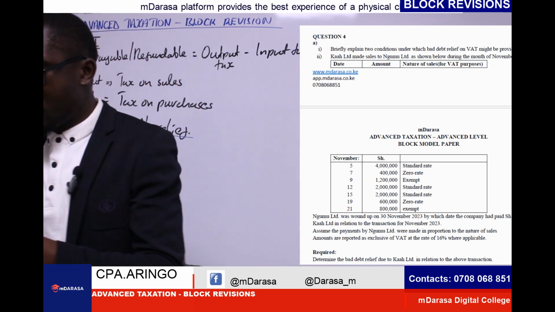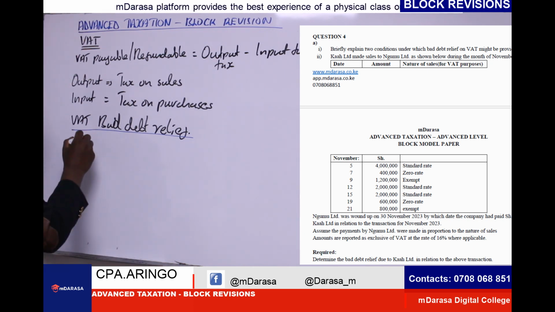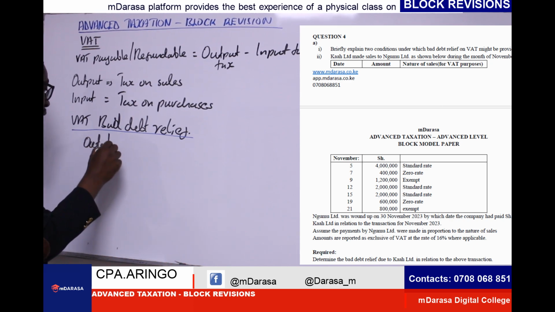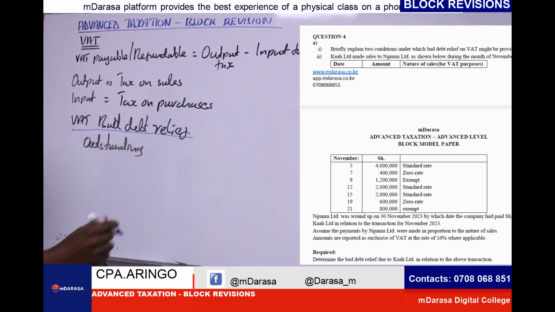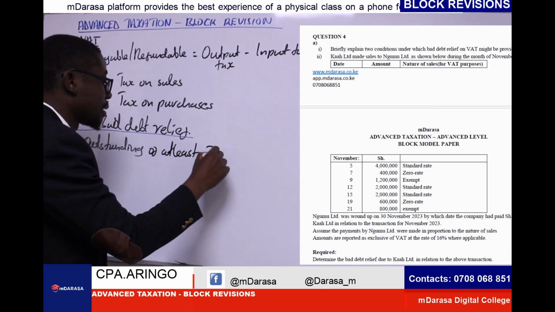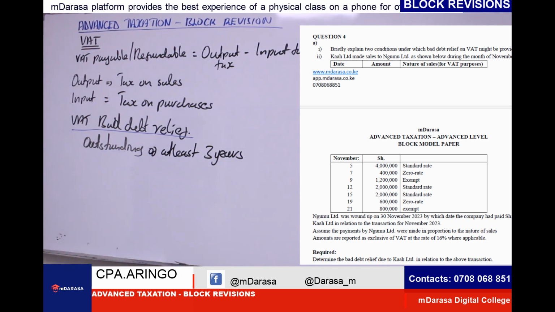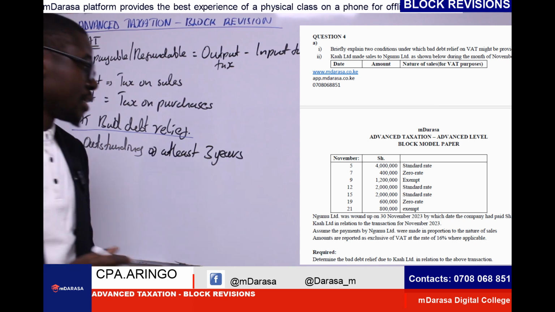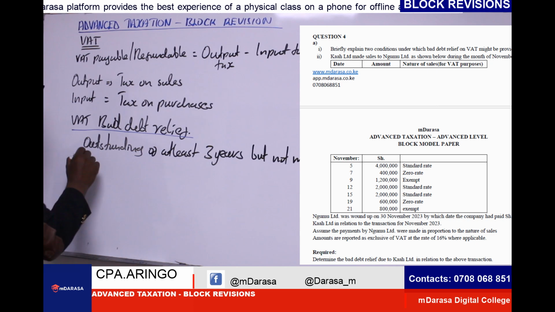Condition number two, my good students, is where the debt of a taxable person remains outstanding for a period of at least 3 years, but not more than 5 years.